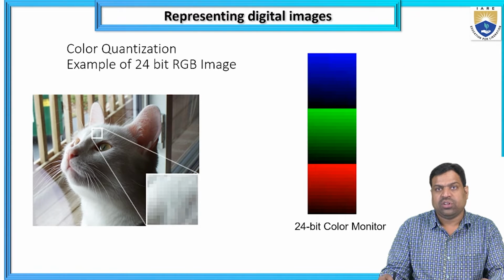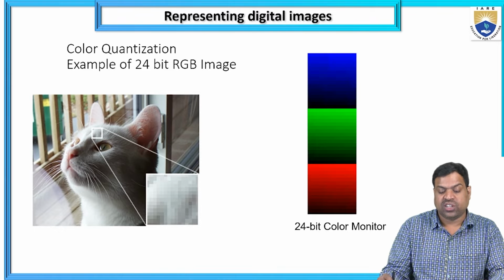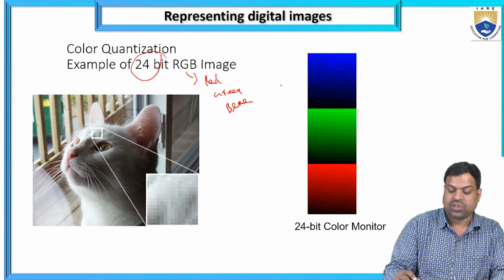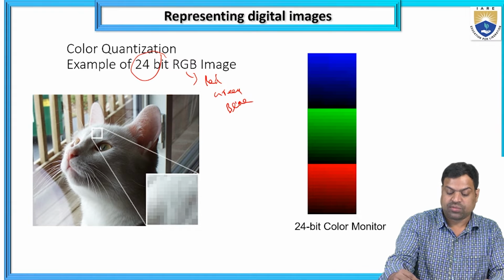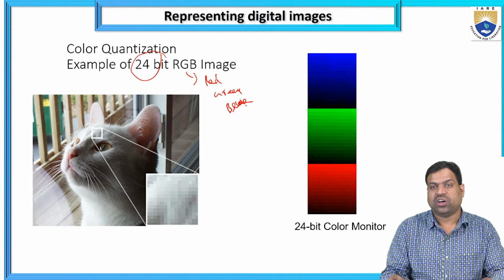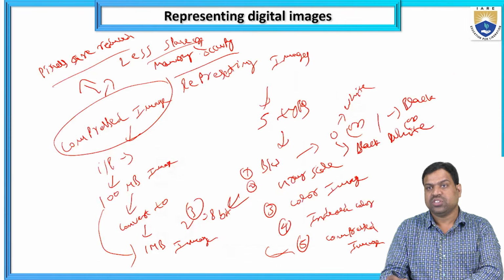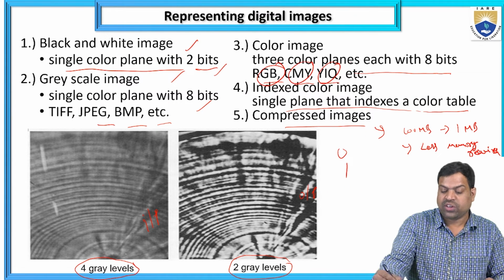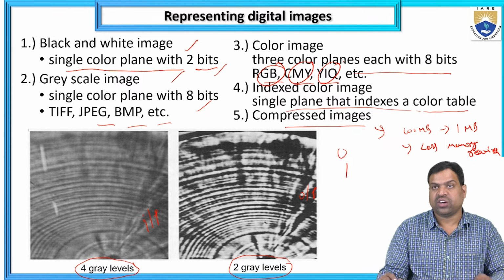It is another example. Suppose it is a color quantization, an example of 24-bit: red, green, blue. It is a color combination RGB. How we are getting RGB: in the previous lecture we discussed RGB, CMY, YIQ. These are the color combinations in the color image.